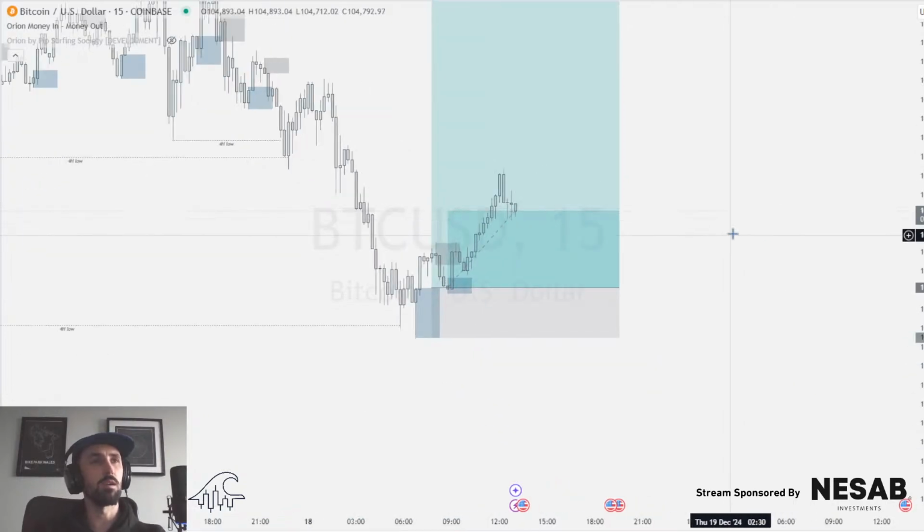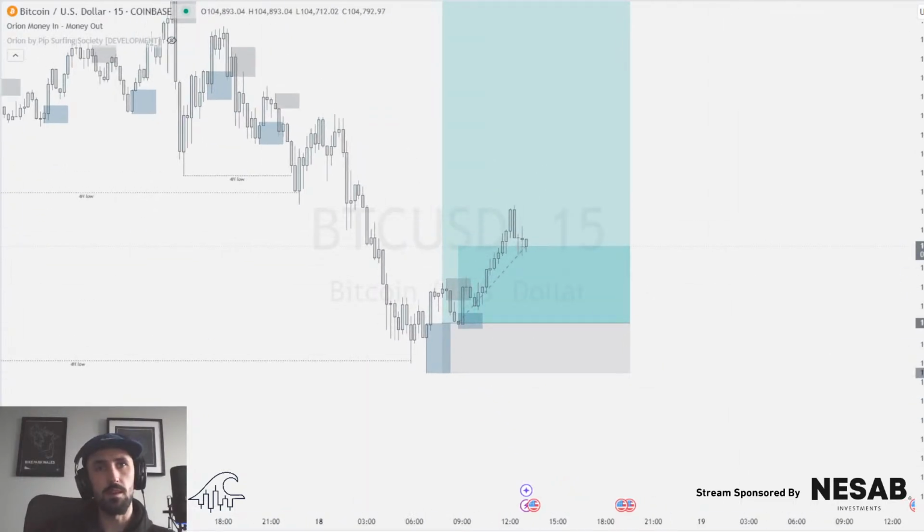And look at the area, right? Look at this low being taken out. And then what do we have? We have money in. You use the money in as your point of entry, the low as your stop loss area, and you aim for the 4-hour high.